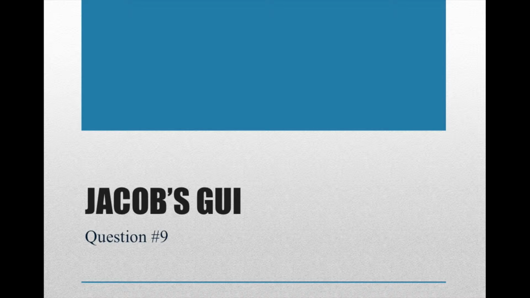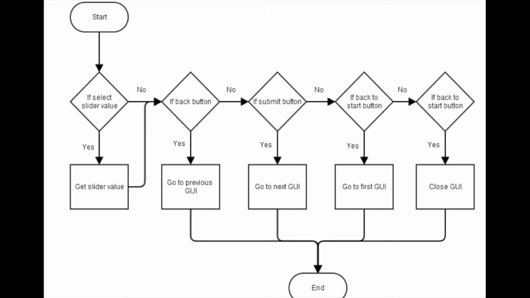Now I'll talk about My GUI question 9. This page opens and gives the user a few options. They have the option to use the back button at the bottom that will take them to the previous question, or they could use the exit button at the top of the page that opens a second window that requires them to confirm their exit. They also have the option to use the back to start button, which also requires them to use a confirmation window to go back to the start.